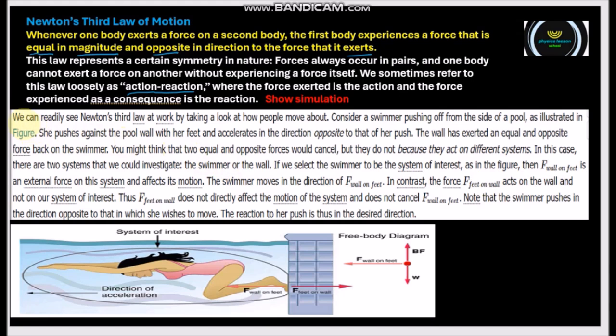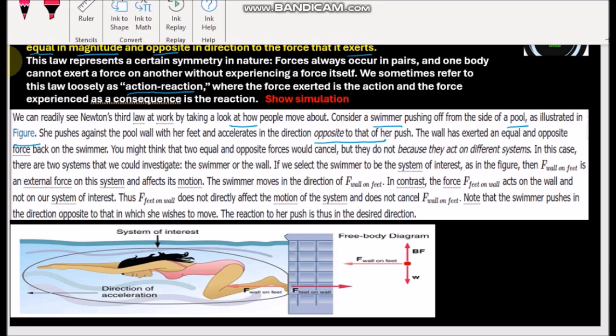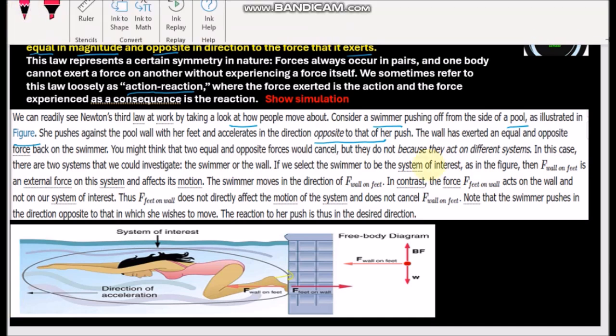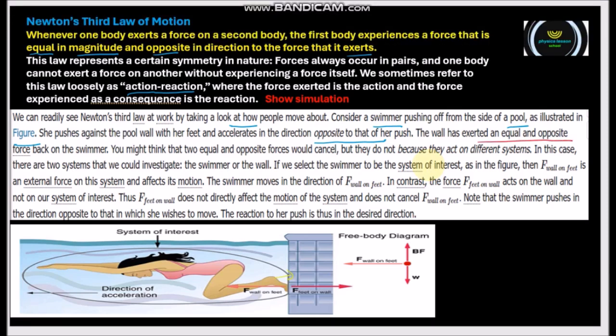We can really see Newton's third law at work by taking a look at how people move about. Consider a swimmer pushing off from the side of a pool, as illustrated in the figure below. She pushes against the pool with her feet and accelerates in the direction opposite to her push. Look again at this practical example: she pushes with a force, and the wall pushes her in the opposite direction. The wall has exerted an equal and opposite force back on the swimmer.